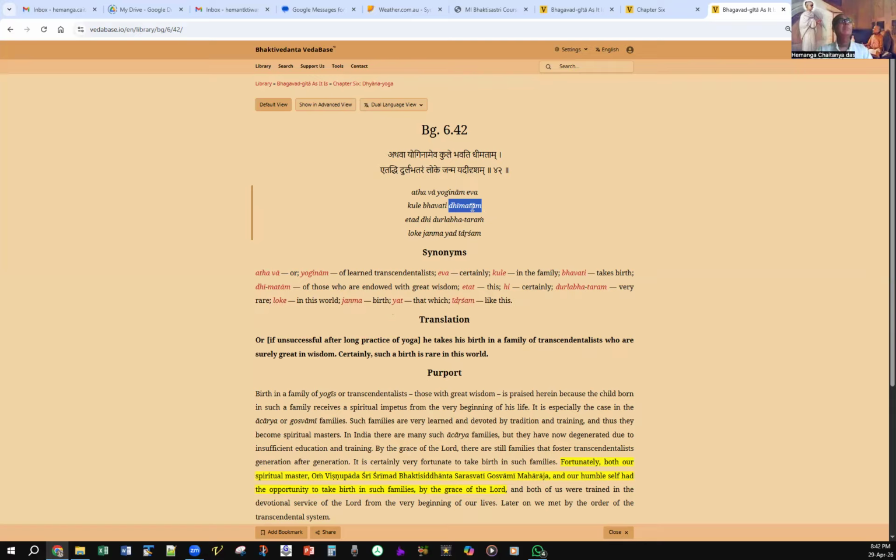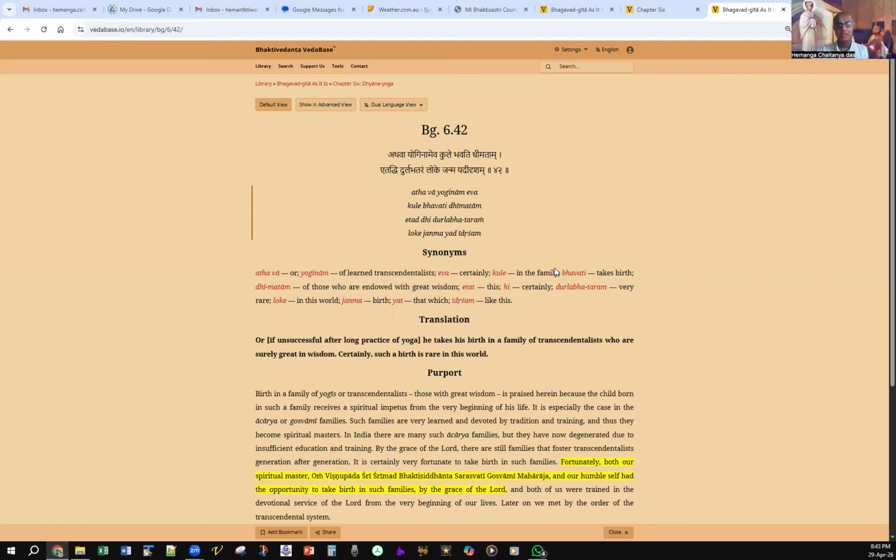They are called Dhimatam. So he has taken birth in those families who are so spiritually advanced. So the child automatically has an opportunity. Now, the child may get lost as well, but he has a big opportunity to be a devotee in that family. Etad dhi durlabhataram. Everyone knows durlabh means very, very difficult. Loke janma yad idrisham. So this sort of birth, taking birth in a serious spiritual family, is very, very durlabh, very, very rare.